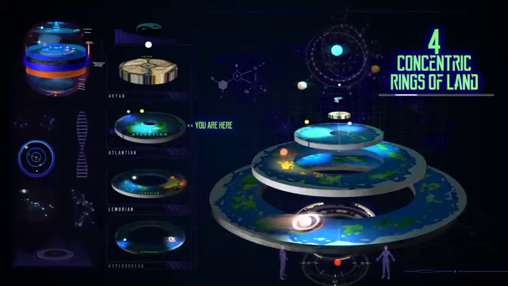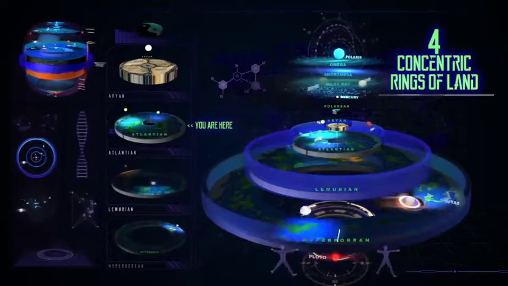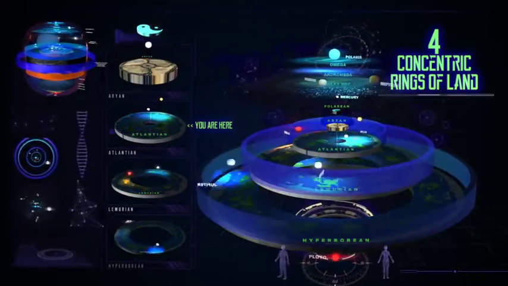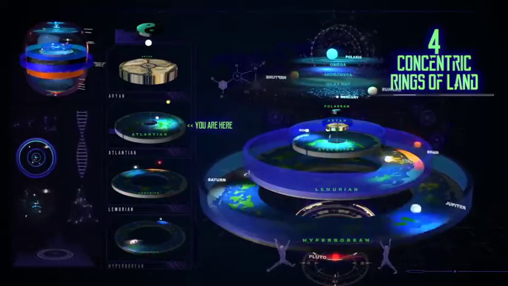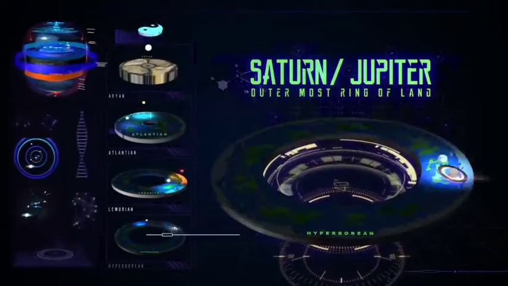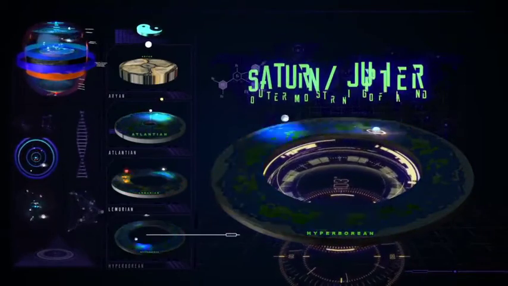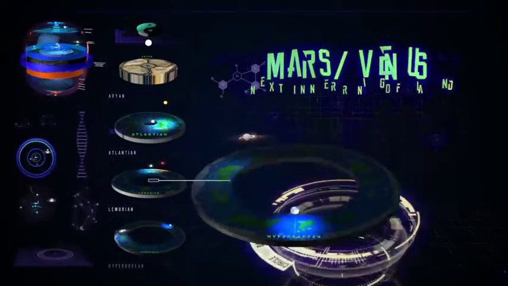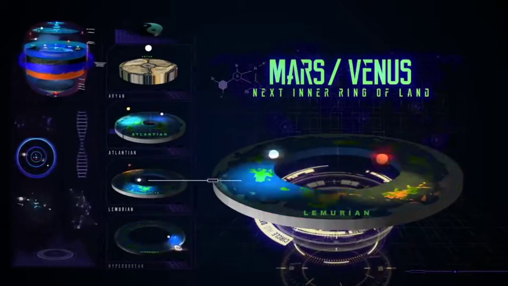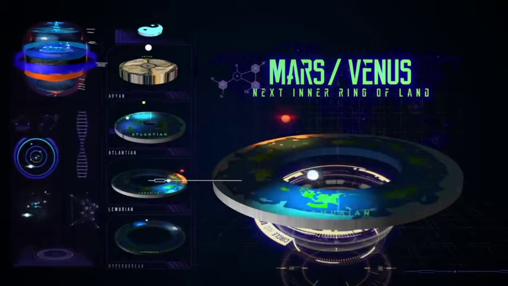Each of these 4-dimensional rings of Earth have their own eco, lunar, solar systems and seasons, and their own sun and moons, which would be our current 7 wandering stars. Saturn and Jupiter being the solar sun and lunar moon of the outermost ring, domain, or realm of Earth. Mars and Venus being the solar sun and lunar moon of the next concentric domain of Earth inside that.